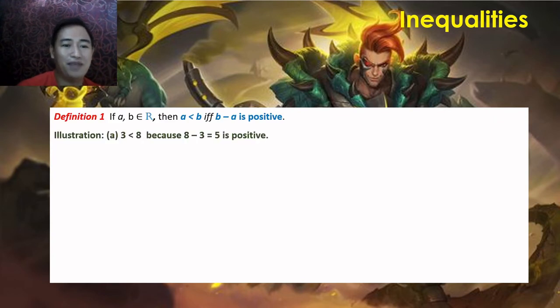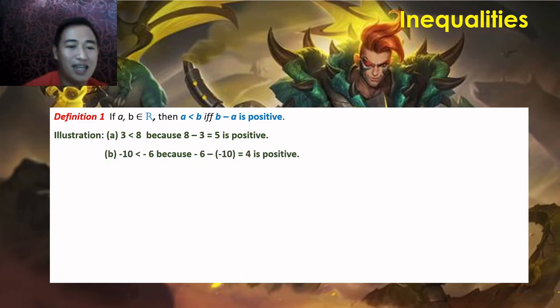Definition 1: if A, B are elements of the real numbers, then A is less than B if and only if B minus A is positive. Let's look at an illustration: 3 is less than 8, because 8 minus 3, that is B minus A, is 5, which is positive. So by that definition, it holds.